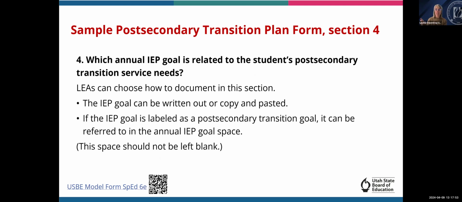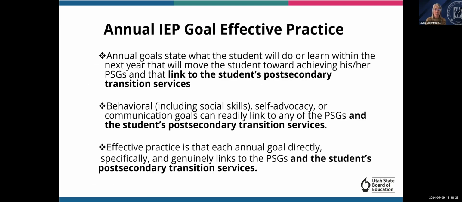The IEP goal can just be copied and pasted from the annual goal page into this section of the transition plan, or it can be labeled. So, for example, in the blank space, it could say, refer to goal number 1 under transition, or maybe it's goal number 4 under communication. They just have to have a direct way to communicate which annual goal really aligns with the student's transition service needs and their post-secondary goal.